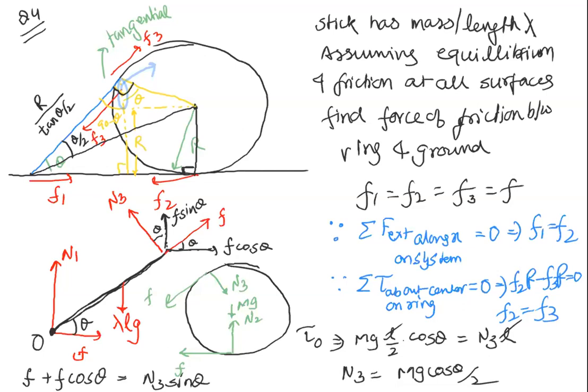The answer will be lambda g r cos theta by 2. F will come out to be the same.